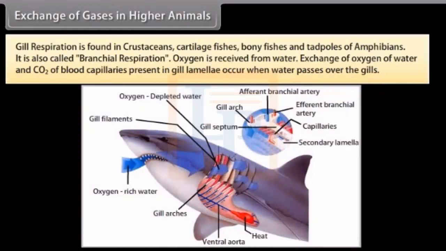Gill respiration is found in crustaceans, cartilaginous fishes, bony fishes and tadpoles of amphibians. It is also called branchial respiration. Oxygen is received from water. Exchange of oxygen of water and CO2 of blood capillaries present in gill lamellae occurs when water passes through the gills.